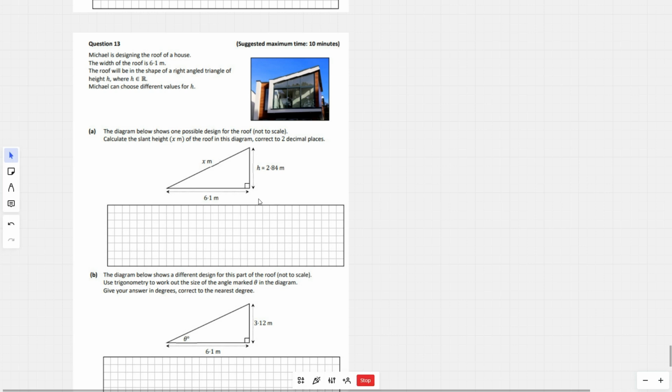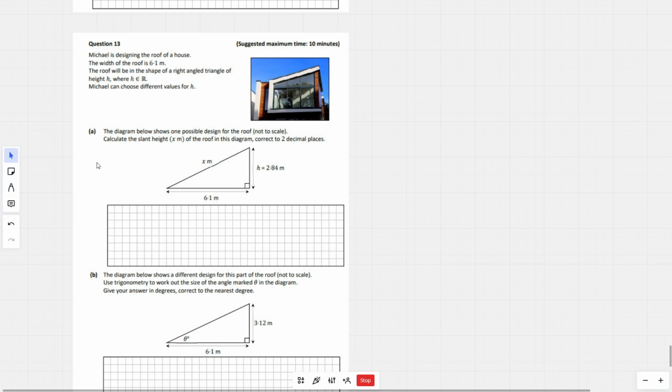Michael is designing the roof of a house. The width of the roof is 6.1 meters. The roof will be in the shape of a right angled triangle of height h, where h is an element of R. Michael can choose different values for h. The diagram below shows one possible design for the roof, not to scale. Calculate the slant height, x meters, of the roof of this diagram. Correct to two decimal places.